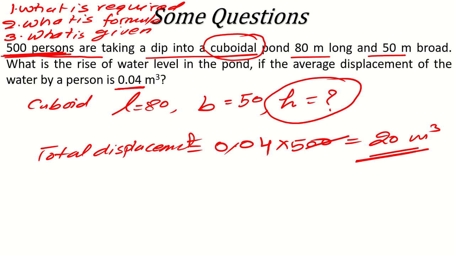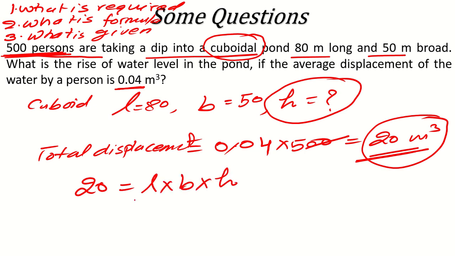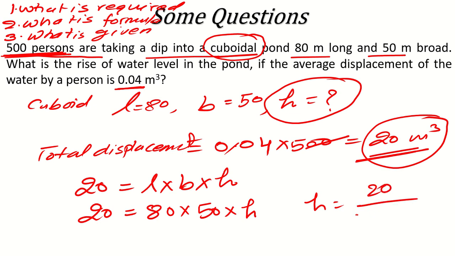Okay, so it means this much volume of water has come out, and it has come out from the pond. So it means 20 will be equal to length multiplied by width multiplied by height. So 20 is equal to 80 multiplied by 50 multiplied by h. You need to simplify this, and h will be equal to 20 over 80 times 50 meter only.